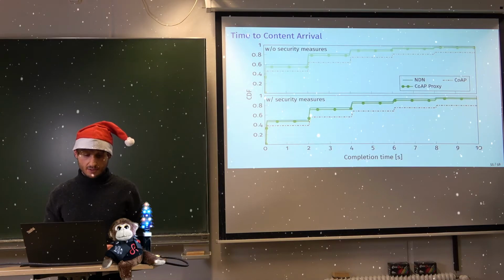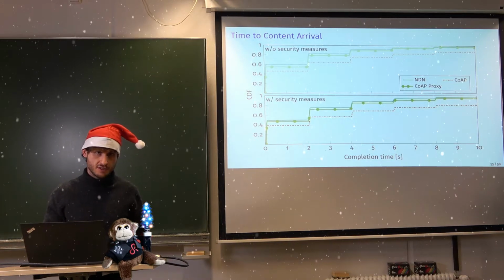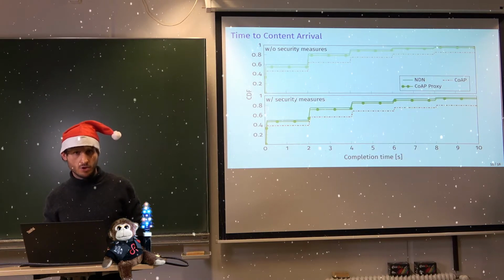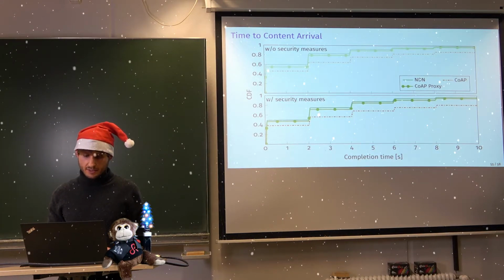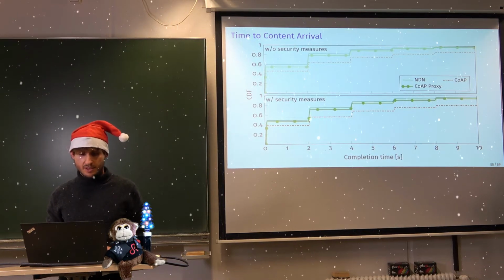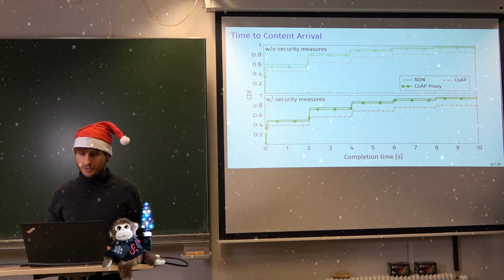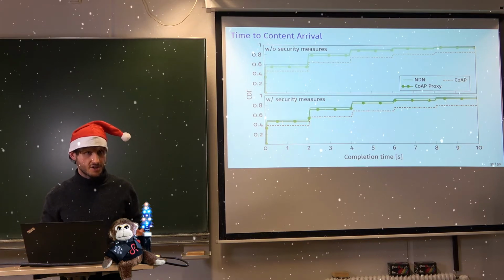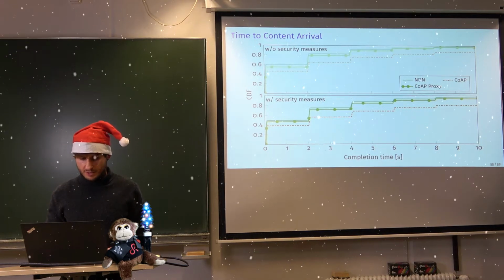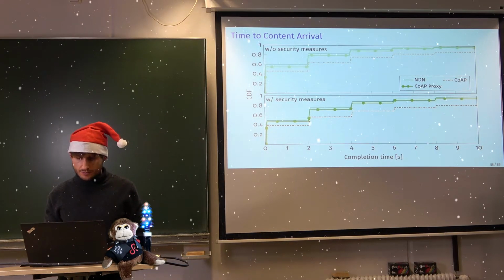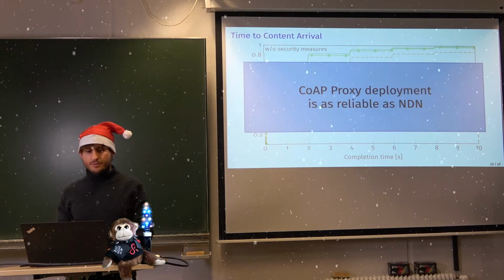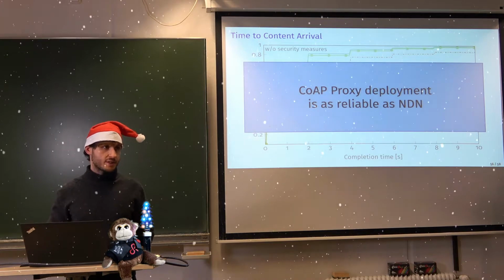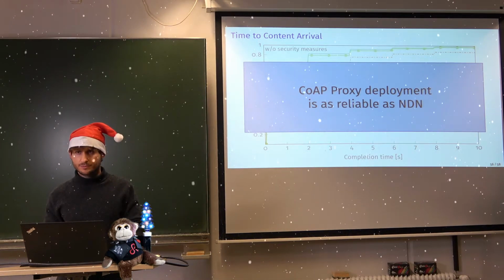If you look at the setup with security features, so we are now using NDN with protection mechanisms and CoAP with OSCORE, we can see that it behaves very similarly to before, but everything is a little bit worse due to the added operations. But the takeaway is that the CoAP proxy deployment is as reliable as NDN.